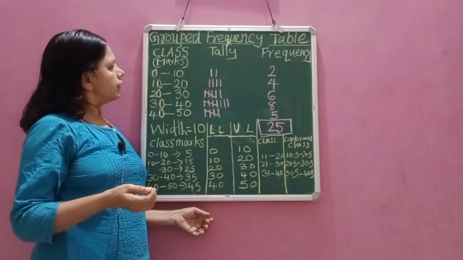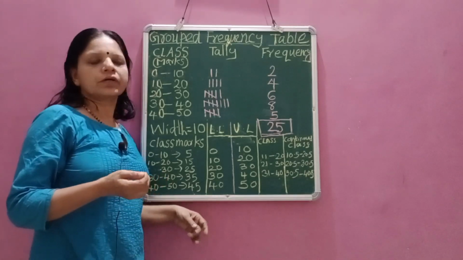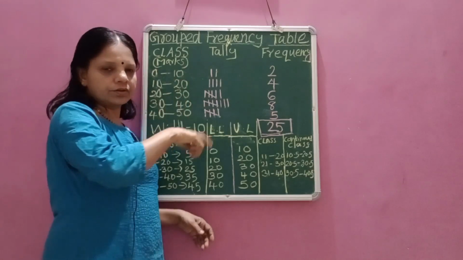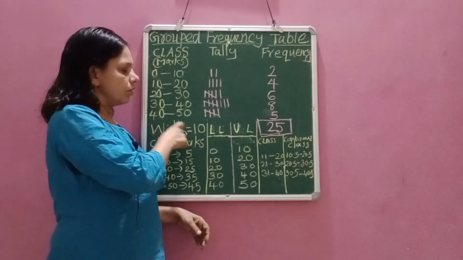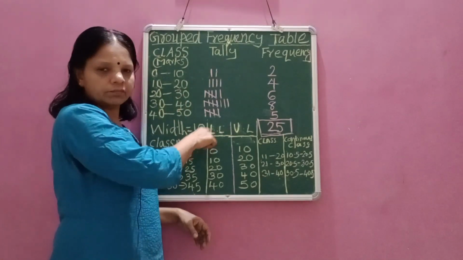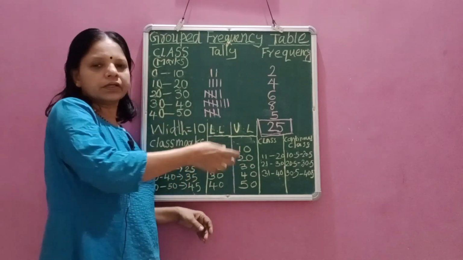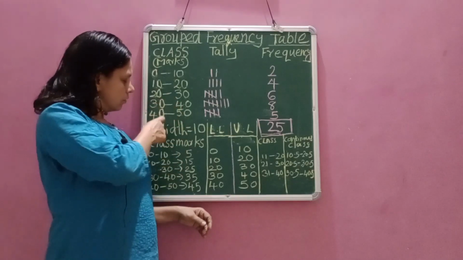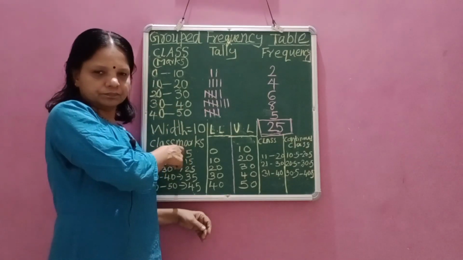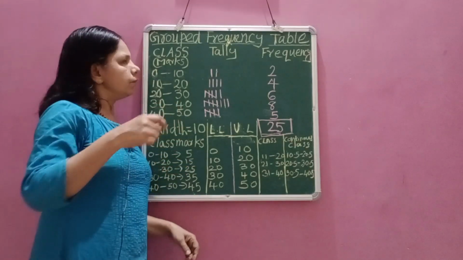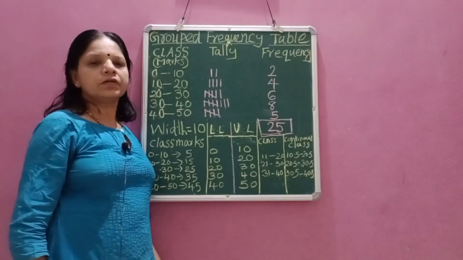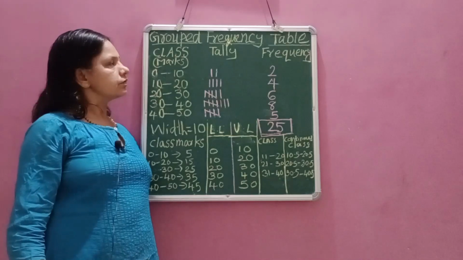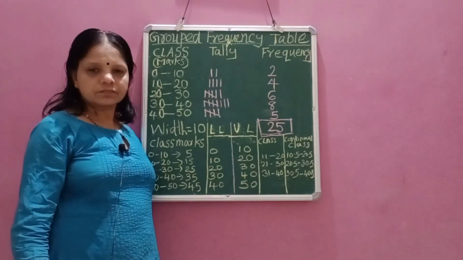So, which new terms have you studied here? Grouped frequency table, class or class interval, limits of the class, continuous class, width of the class, lower limit and upper limit, how to make the class continuous, and class mark. Clear? More about frequency tables you can learn in the next class. That is the end of today's lesson.